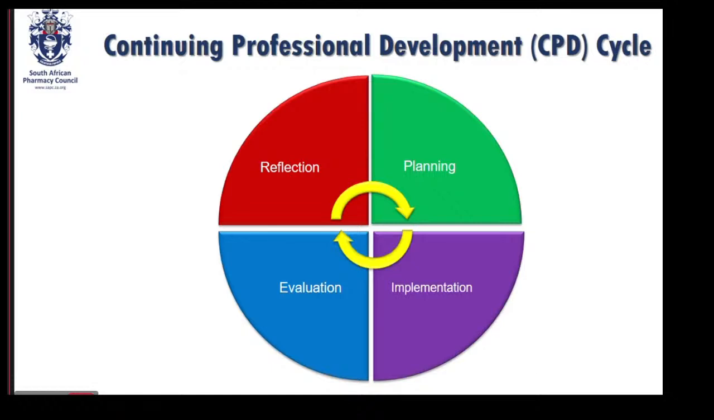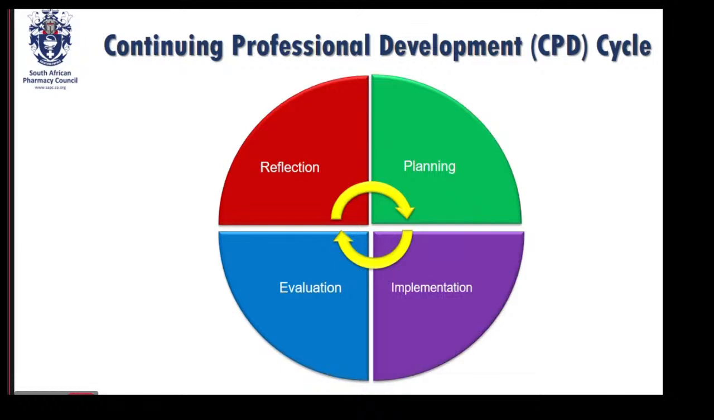Now we're going to look at the CPD cycle. This is where we are going to start looking at the CPD. And as Tabang stated, there are 4 steps in the CPD cycle. The first one is reflection. Then we have our planning, our implementation, and our evaluation. We will be looking at all of these separately to explain the CPD cycle to you clearly so that you understand what is required of you in each phase of the CPD.